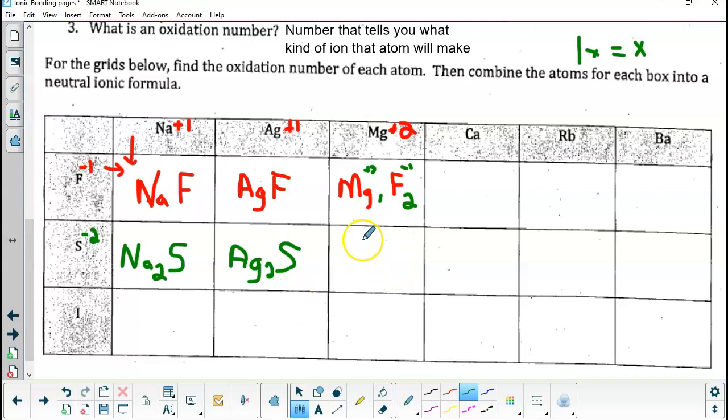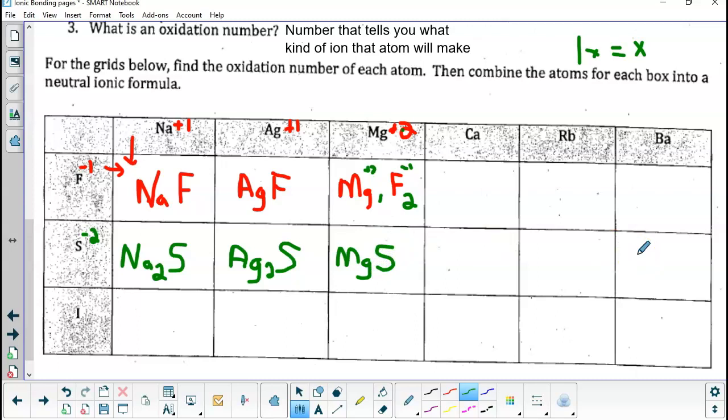Okay, now my third box here, hey, this is easy. -2, +2, they cancel. I don't need any numbers. I just write the positive ion first, the negative ion second, charges cancel, all is good.